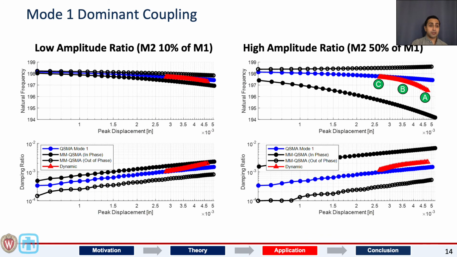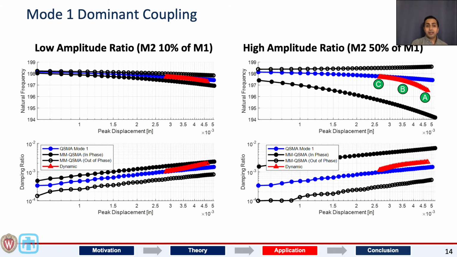Now let's take a look at some results where we have mode 1 dominant coupling. On our left, we have our low amplitude ratio where mode 2 is only 10% of mode 1, and on our right, we have our high amplitude ratio where now mode 2 is 50% of mode 1. We also see four curves where the black curves are in-phase and out-of-phase solutions for multi-mode QSMA. Our blue curve is our single mode QSMA, and our red curve is our dynamic analysis.